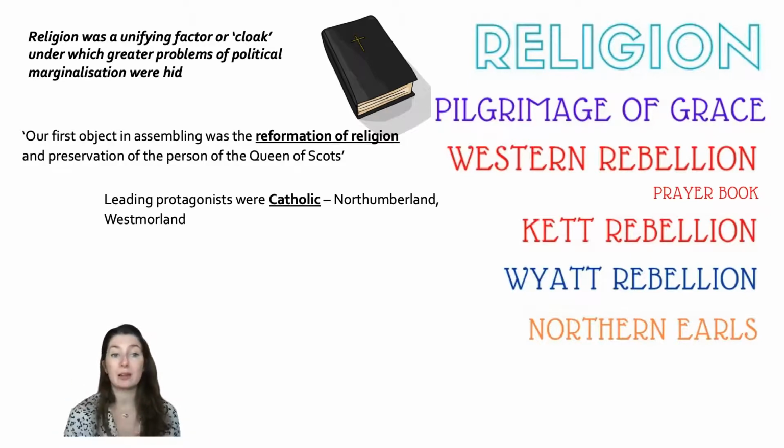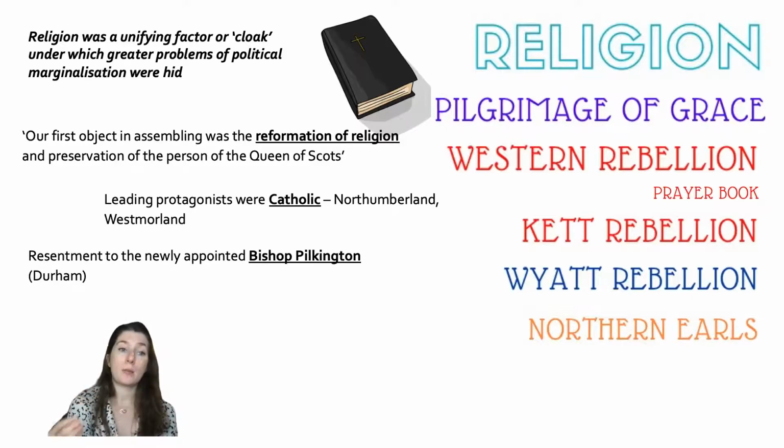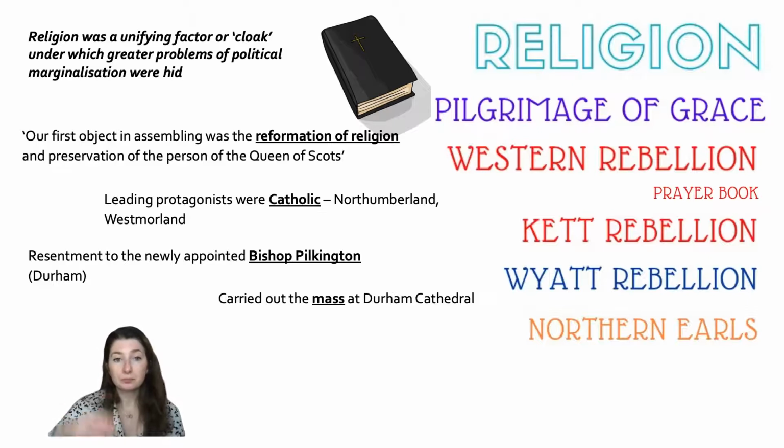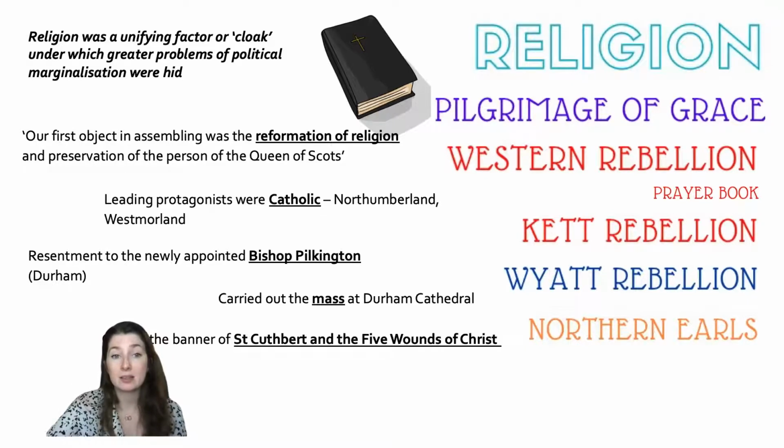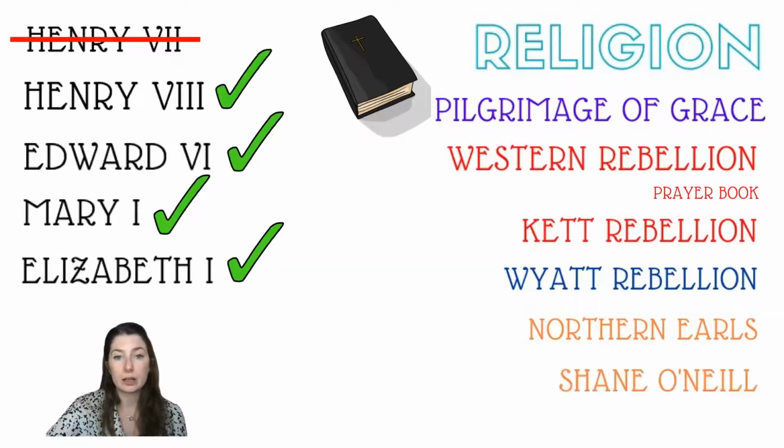Secondly, we've got the fact that leading protagonists were Catholic, Northumberland, Westmoreland. There was a resentment of the newly appointed Bishop Pilkington in Durham. The fact the rebels went to Durham Cathedral and carried out a mass. They also walked under the banner of St. Cuthbert and the Five Wounds of Christ.